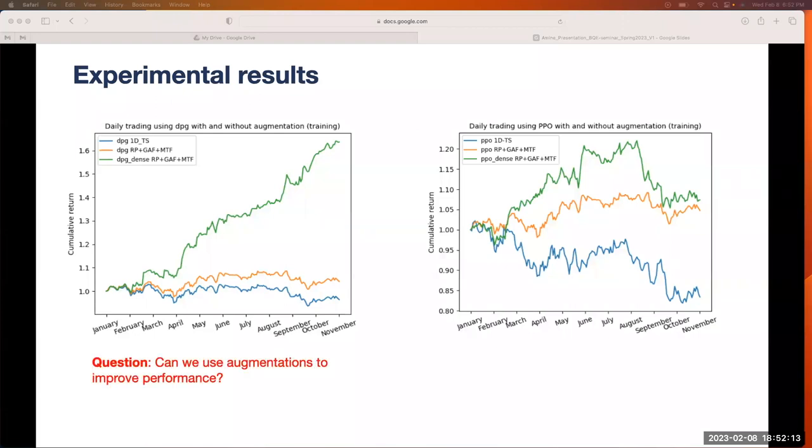So can we use augmentation to improve performance? I mean, the answer is yes, mostly.